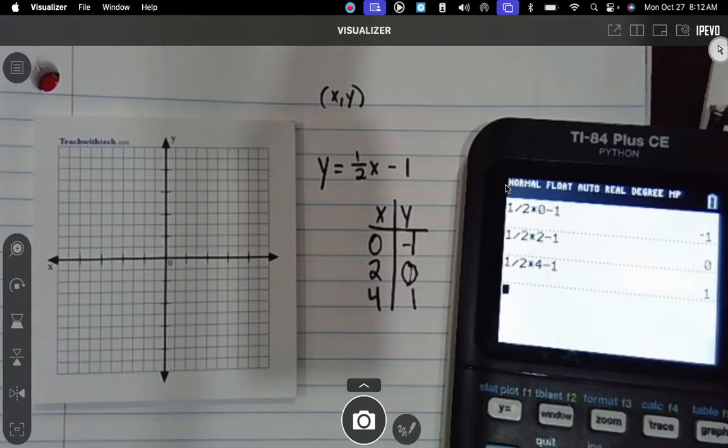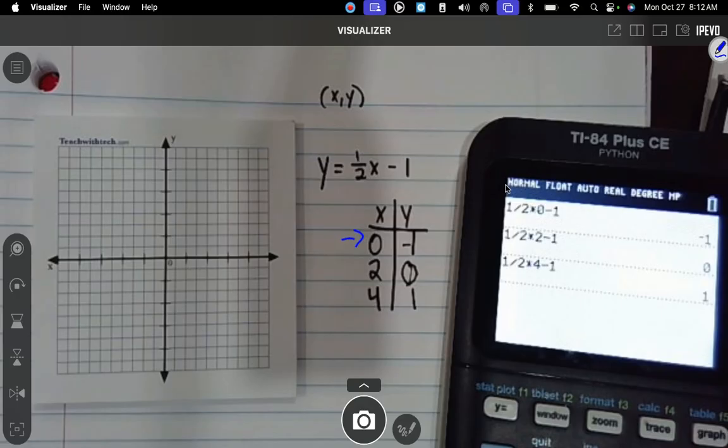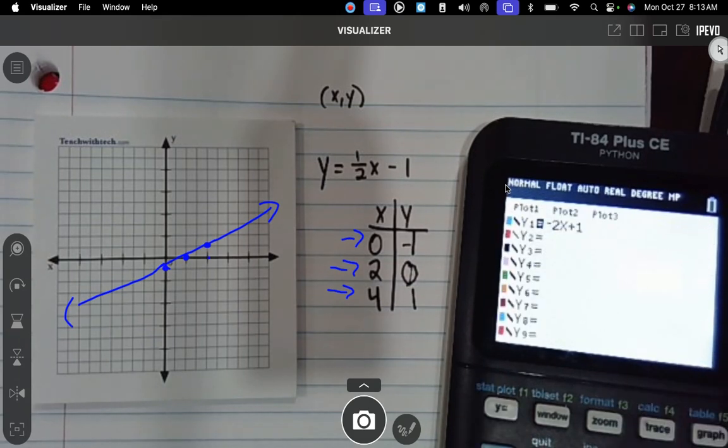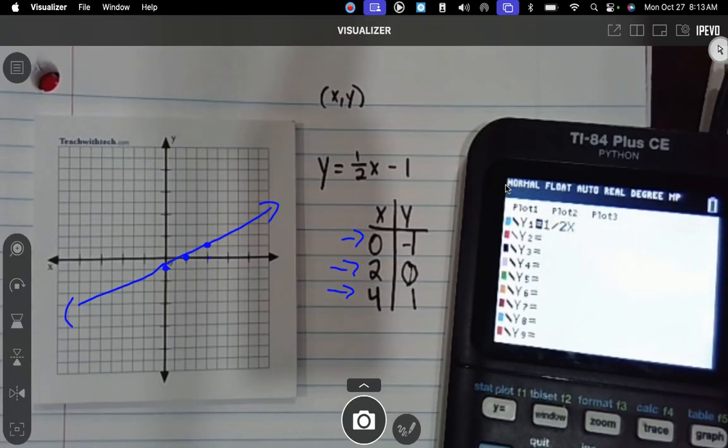So I would go, this one right here is over 0, down 1. This one is over 2, and then don't go up or down any. And that one is over 4, and up 1. And here's this line. This line is going up. Do we understand how to graph? Yeah? Have we all done this before? Yeah? Okay, good.